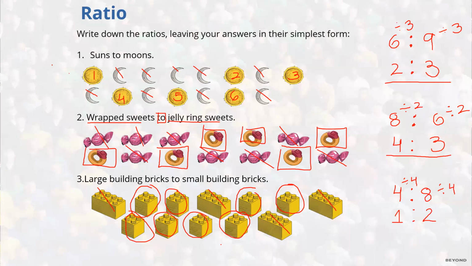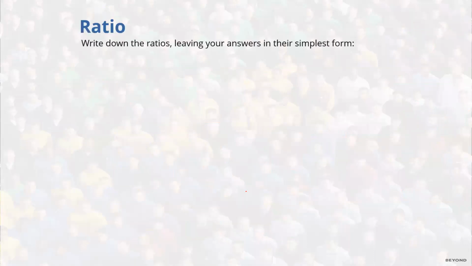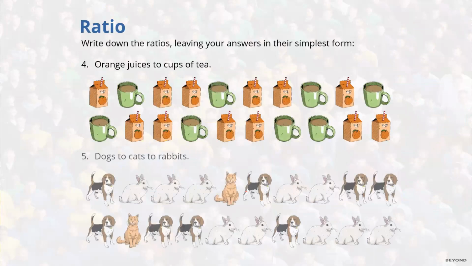All right, so for these graded exercises, I want you to write down the ratios, leaving your answer in simplest form. I also want you to draw the images. They don't have to be perfect images, unless you're an artist. Just do little sketches of it.